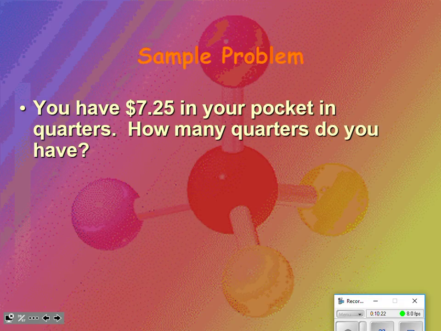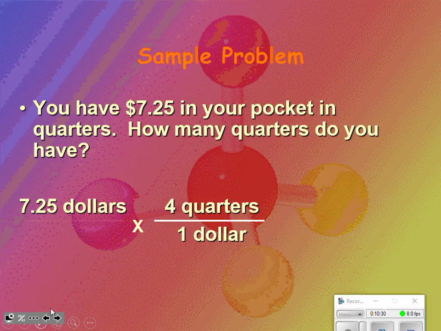I need to set up my conversions. I do so by writing down my given and then setting up my fraction. My given was $7.25 and my fraction. And like I said, I want you to make conversion boxes, like I have drawn up there in blue. On my conversion box, I need to make sure that dollars cancel. So I put dollar on the bottom. On the top goes the quarters.